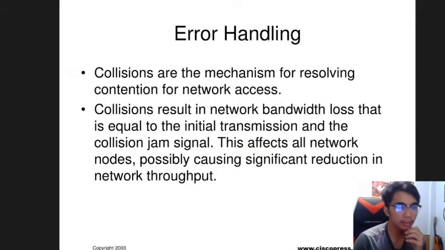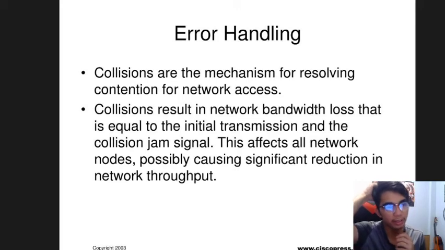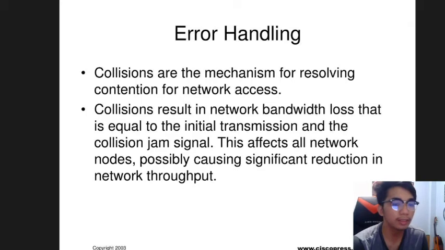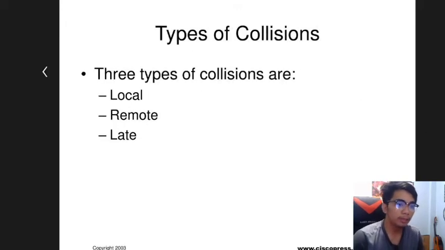Let's proceed to error handling. Collisions are the mechanism for resolving contention for network access. Collisions result in network bandwidth loss equal to the initial transmission and the collision jam signal. This affects all network nodes, possibly causing a significant reduction in network throughput. The types of collision are local, remote, and late.